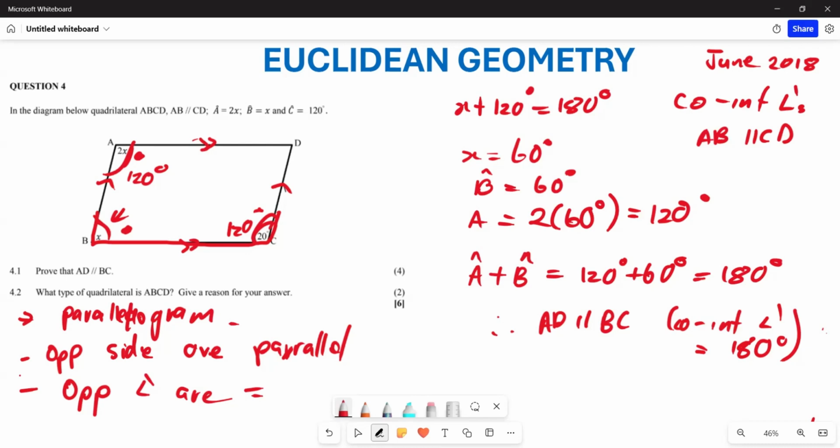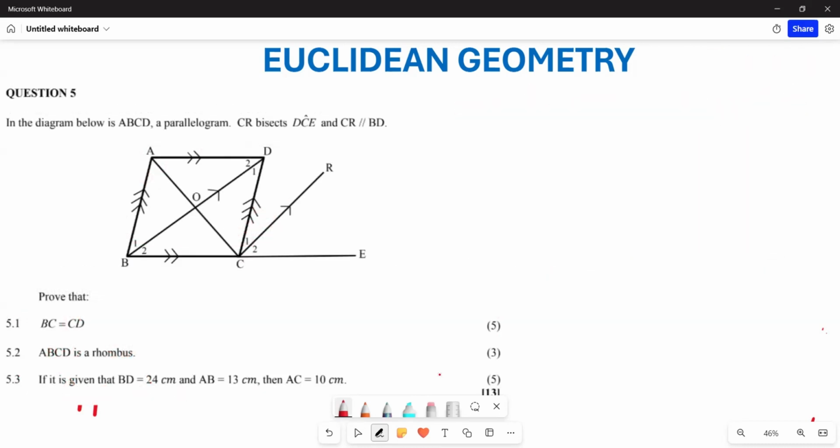Now let's look at the next question. Let's look at question 5. They say in the diagram below, ABCD is a parallelogram. CR bisects angle CDE. Now when they say CR bisects CDE, they are basically saying your angle C1 here is equal to your angle C2 here, and they are saying your CR is parallel to your BD. Now, let's see. They want you to prove that your BC is going to be equal to your CD. Now, how can we go about proving that?